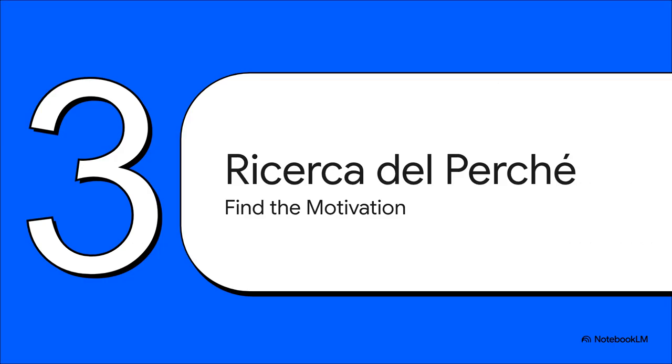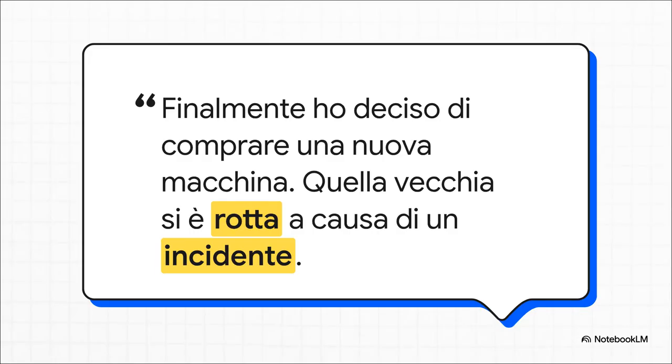Okay, on to tool number 3. Now we're going deeper. We're moving past the what and the where and getting to the real heart of the story, the why. I mean, to really get a story, you have to understand why the characters are doing what they're doing, right? So this tool is all about becoming a detective and spotting their motivations, following that trail of cause and effect. Let's check out this example from La mia nuova macchina, or my new car.